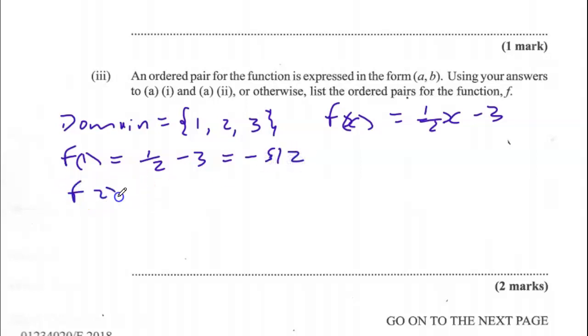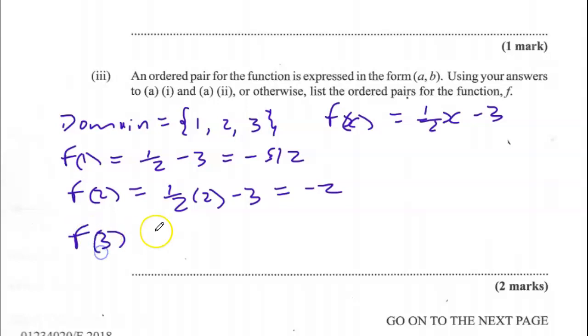f of 2 was half of 2 minus 3. Now half of 2 is 1. 1 minus 3, that's negative 2, right? And f of 3, so we substitute all the possible x values, all the values in the domain. So f of 3 will be half of 3 minus 3. Half of 3 is 3 over 2, which is 1.5. So 1.5 minus 3, that's negative 1.5, or we say negative 3 over 2.